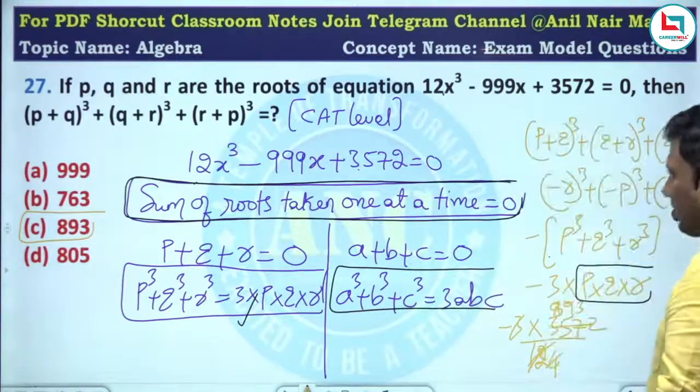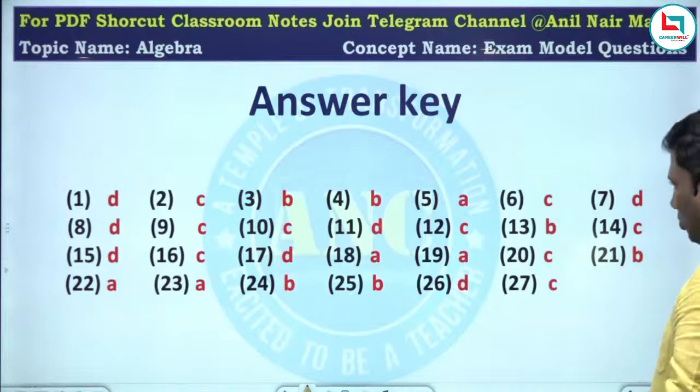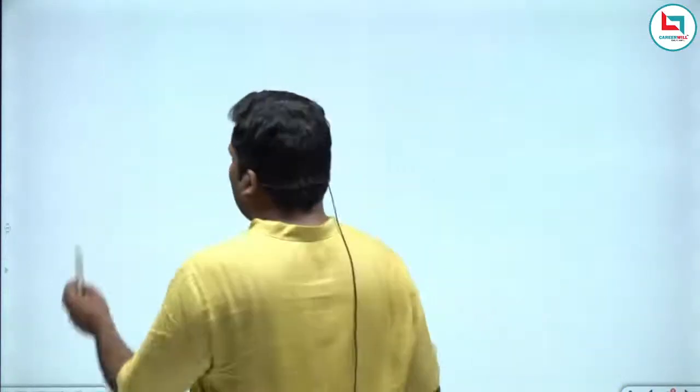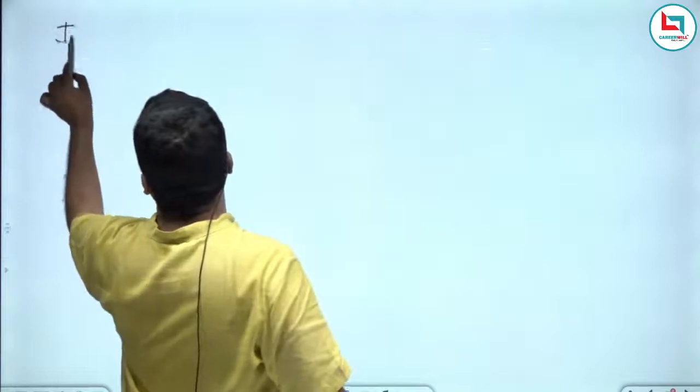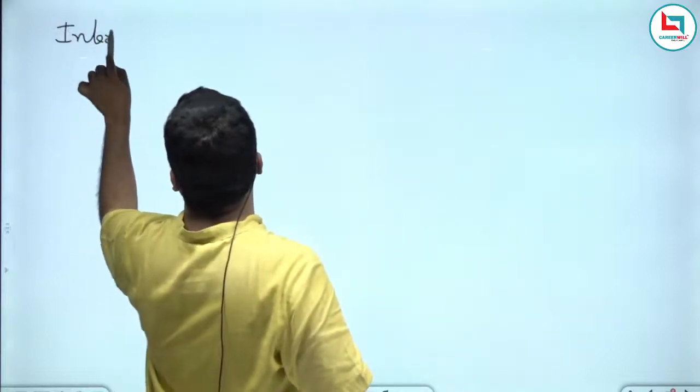For all the 27 problems, the answer key is also mentioned. Basic foundation level problems are over. Now let us get into intermediate level problems.